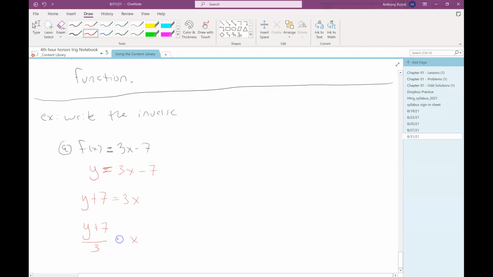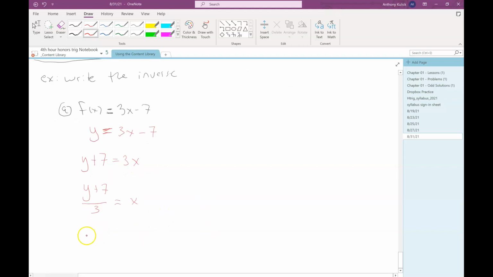And then you could write this as one fraction like I have, or you could write it as y over 3 plus 7 over 3. That's fine also. Doesn't matter to me. Once we've isolated the x, we're going to swap the x and y variables. And then really you could write this now as f inverse of x. Everybody okay there?